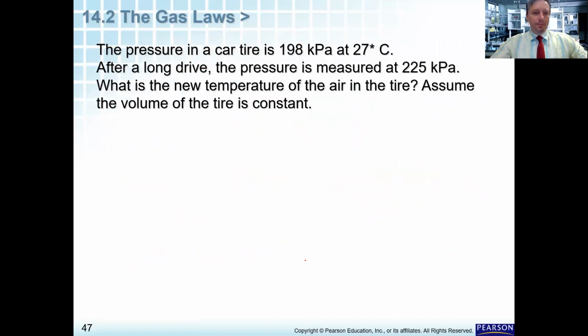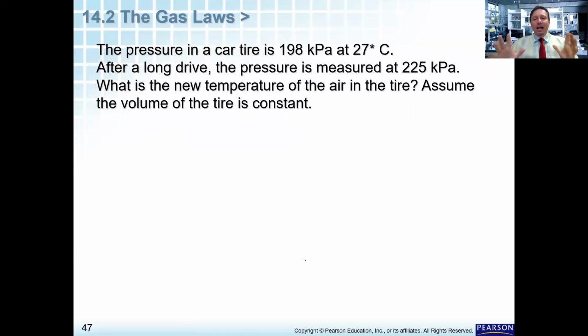Let's look at the next one here. The pressure in a car tire is 198 kilopascals at 27 degrees Celsius. After a long drive, the pressure is measured at 225 kilopascals. What is the new temperature of the air in the tire?